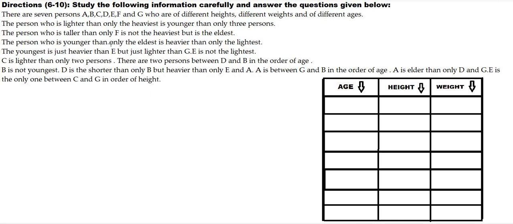See the point. The person who is lighter than only the heaviest. Actually, who is the heaviest? This person is the heaviest fellow. The person who is lighter than only the heaviest means we are talking about the second heaviest fellow. The second heaviest fellow is younger than only 3 persons, which means he is older than the remaining fellows. So he is older than the remaining three fellows. It means that he is the fourth oldest fellow. So the author is telling that the fourth oldest fellow is the second heaviest fellow.